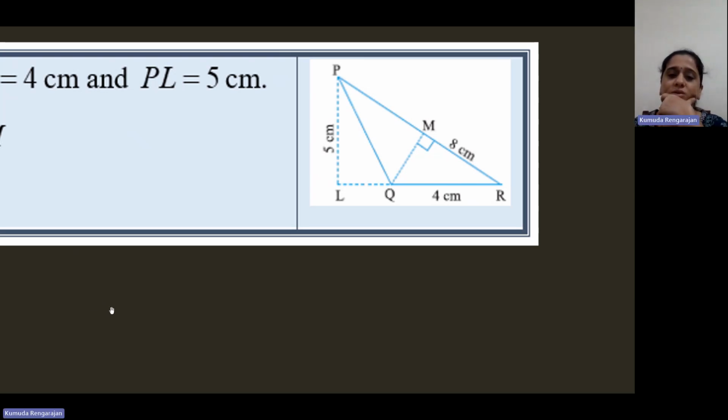PQR. How many altitudes are given? 2. Name the altitudes. PL and QM. QM is an altitude to which side? PR. PL does not land on any side. It's outside the triangle. But it lands on which side produced? RQ produced. So if you take RQ as the base, which one will you take as the altitude? PL is the altitude. Okay.